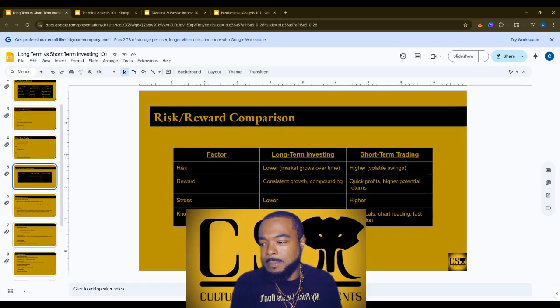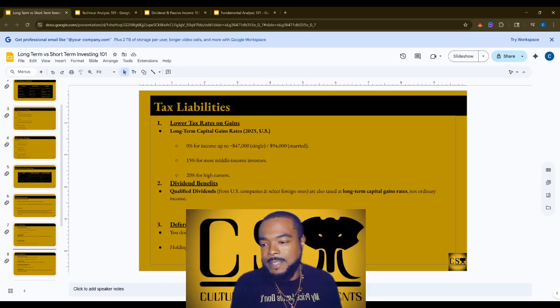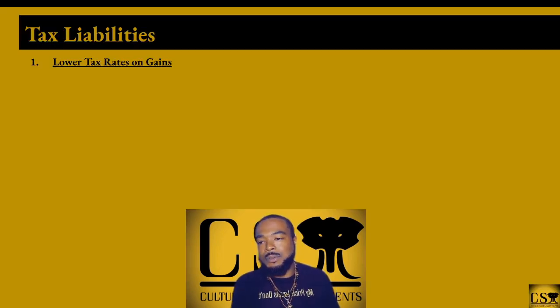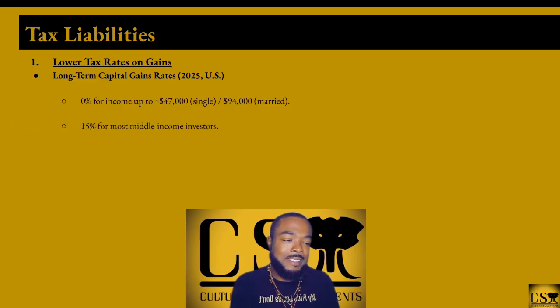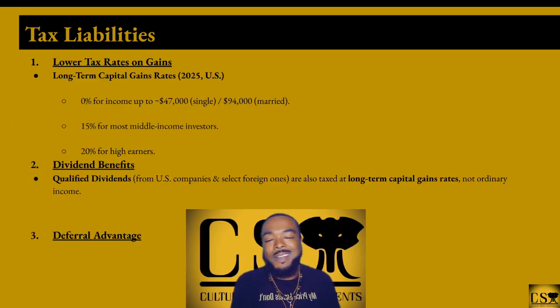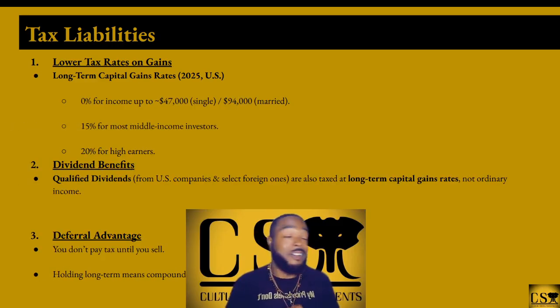Oh, no, this is important right here. I do want to talk about the tax liabilities. So you've got tax liabilities when it comes to long-term and short-term trading. These are things you've got to pay attention to, because a lot of people get into short-term trading and think they're making all this money, and it's all great, which it is good. But Uncle Sam needs his cut, all right?